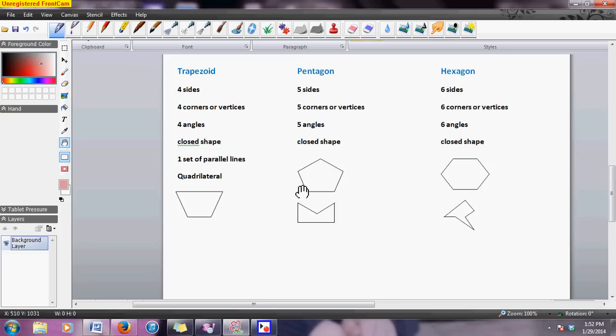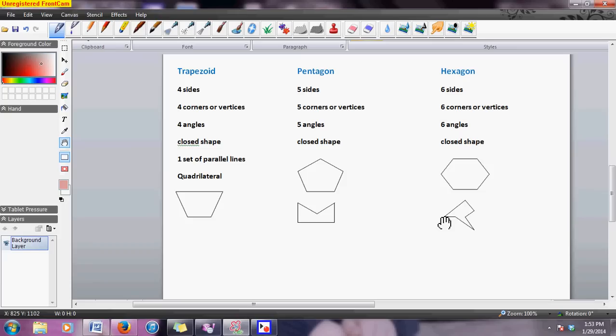And a lot of times in our lessons, we encourage the students to make up their own kind of pentagons, sort of trying to give them a visual and the definition of what a pentagon really is. So both of these shapes are pentagons. The next one is a hexagon, 6 sides, 6 corners or vertices, 6 angles, and it is a closed shape. Again, this is our typical hexagon here, but this is also a hexagon. 1, 2, 3, 4, 5, 6, because it does fit our definition of the hexagon.